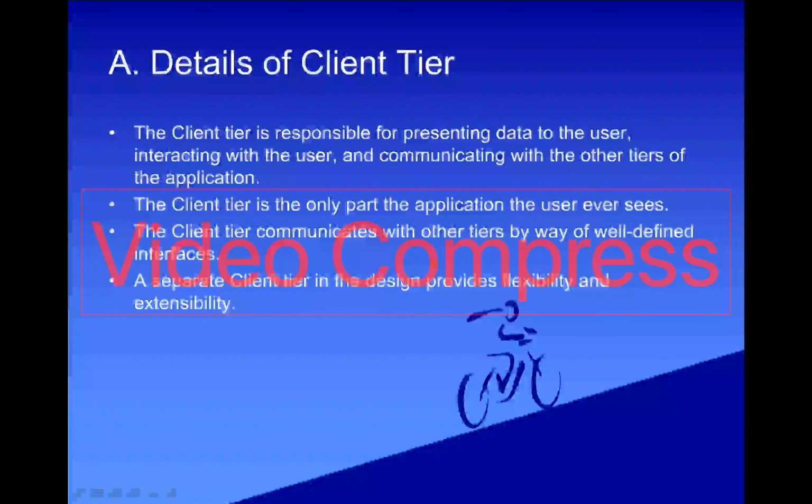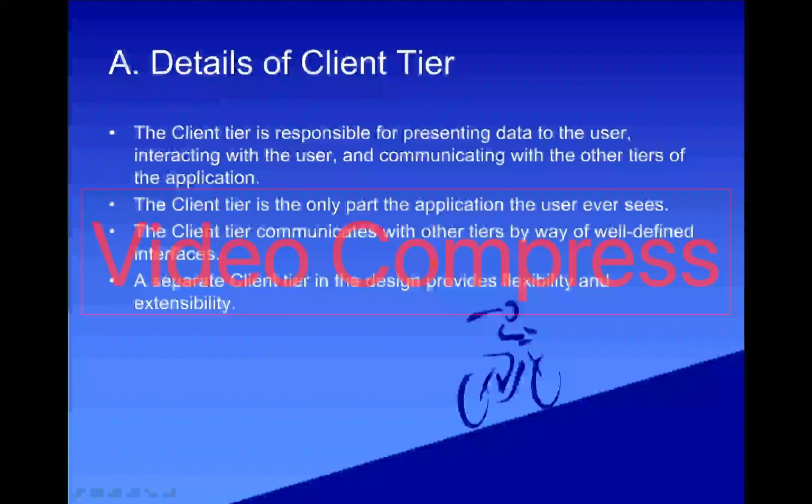So what does a client tier do? The client tier is responsible for presenting the data to the user, like the interaction with the users and communicating. So a client tier provides the flexibility. Why is a client tier important? The client tier is important because the clients, your application clients that access a J2EE server, are usually located on a different machine from the server. So that's the reason the client tier is important.